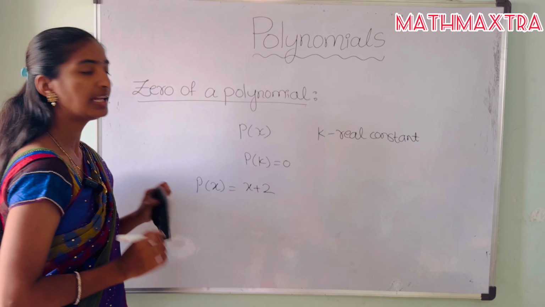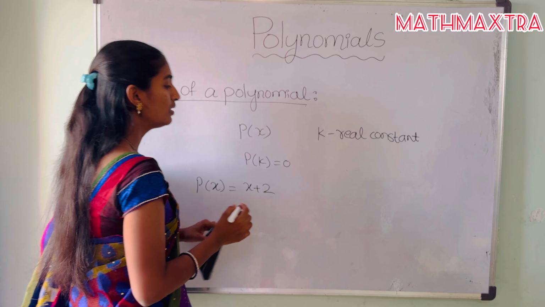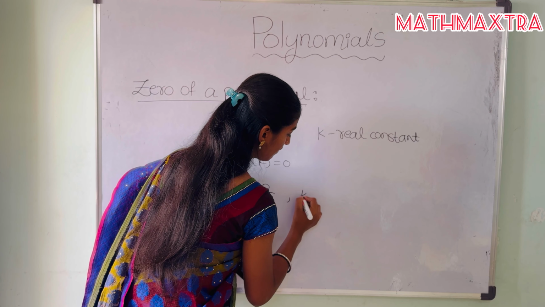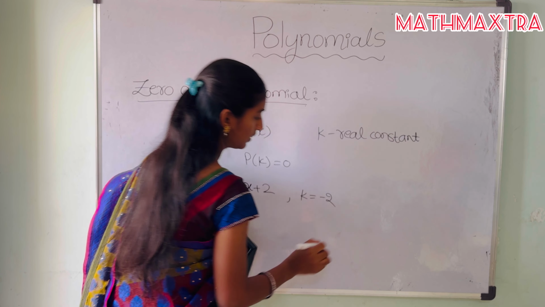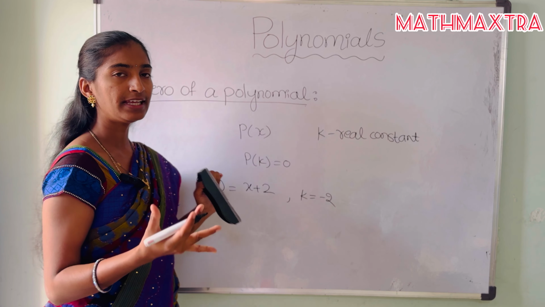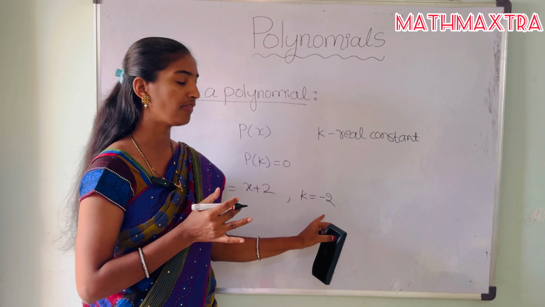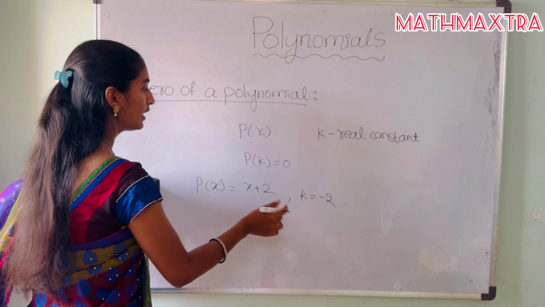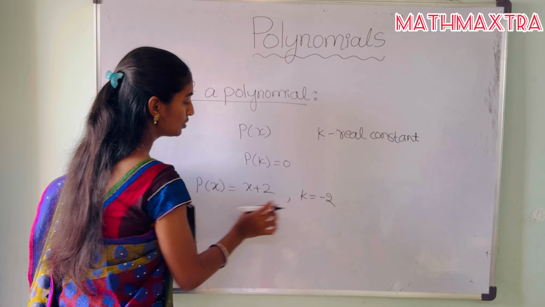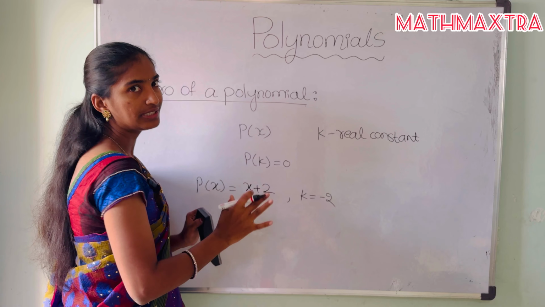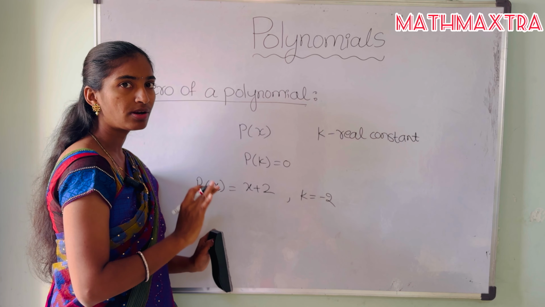For example, if p of x is equal to x plus 2. Yes, this is a linear polynomial. Now, I am considering the k value as minus 2. Okay, so the k can be any real value. I am considering k value as minus 2. So what I have to do? I have to substitute in this polynomial and check whether it is a 0 of the polynomial or not.